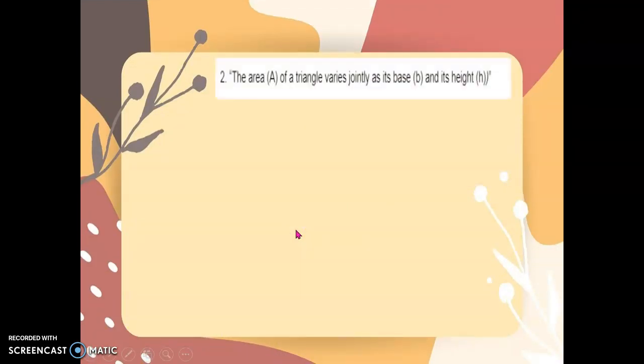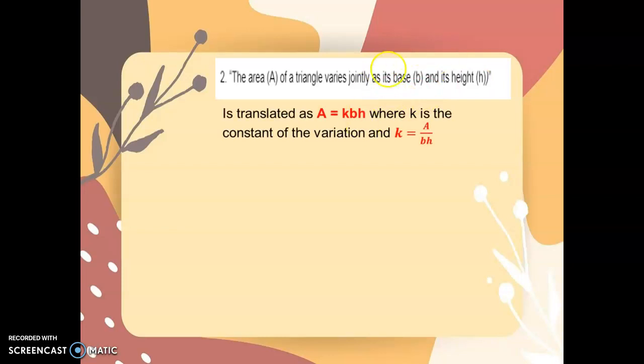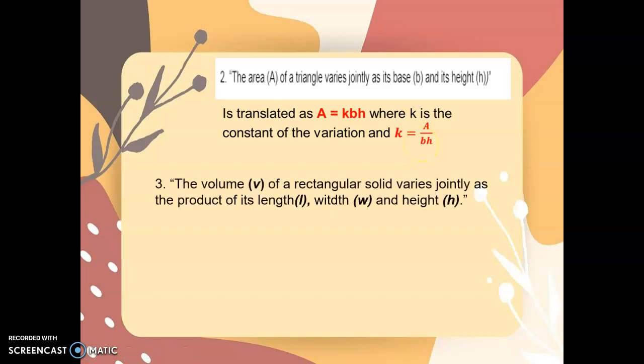Okay, next, second example. The area, capital A, varies jointly as base and height. Since jointly, ibig sabihin, imumultiply lang natin si B and H. Pero, huwag kakalimutan si K. Therefore, capital A or the area is equal to KBH. And para sa constant, i-divide lang natin ito by BH. So, K is equal to A over BH. Okay?